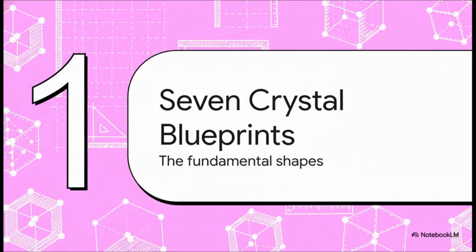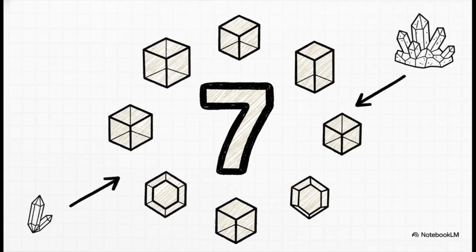You know, every great building starts with a blueprint, and it's really no different in the atomic world. But here's the wild part. Nature, in all its incredible complexity, only uses 7 of them. That's right, just 7. Every single crystal ever discovered, from a microscopic mineral to a massive geode, is based on one of just 7 fundamental shapes. We call these the 7 crystal systems.